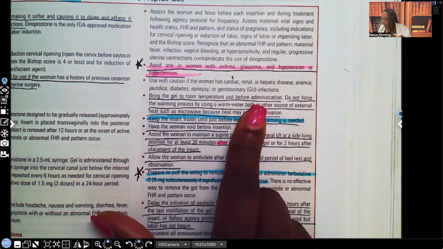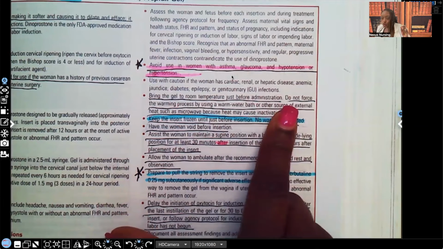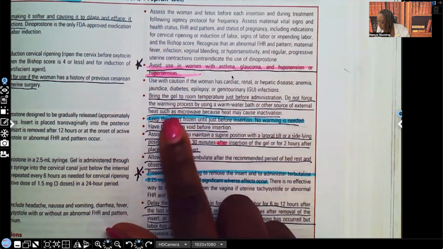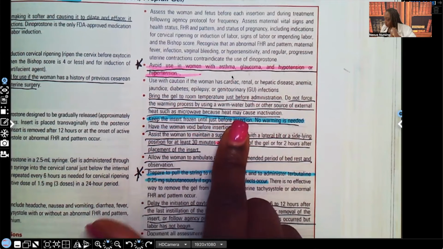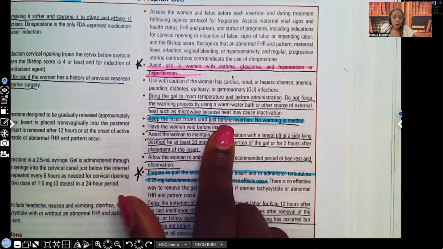So you cannot get this medication out of the fridge and just give it, okay? You have to bring it to what? Room temperature just before administering. Do not force the warming process, which means you can't put it in the microwave. Do not force the warming process by using a warm water bath or other source of external heat such as a microwave, because heat can cause it to be inactivated. Keep the insert frozen until just before insertion. No warming is needed. You just want it room temperature.